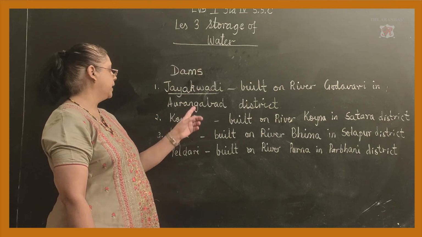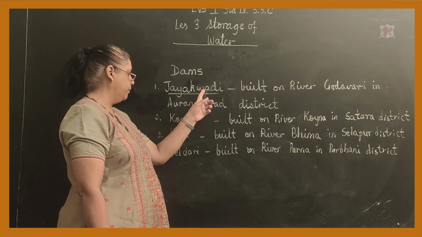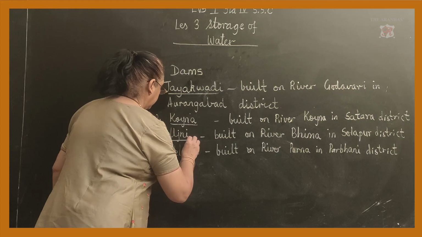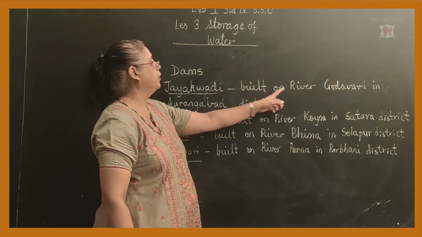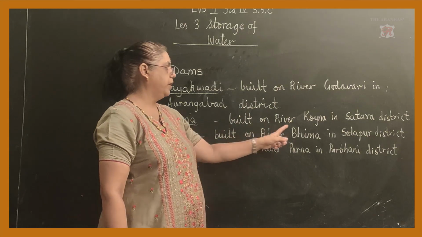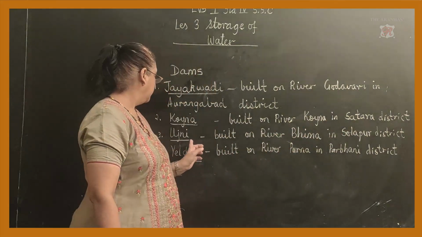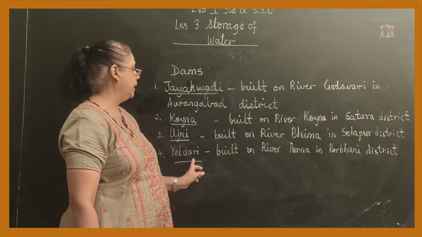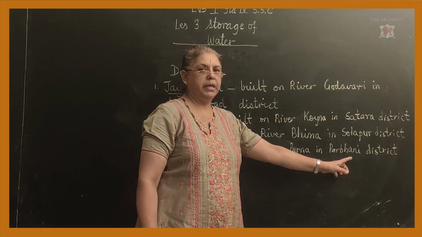Let us repeat this once again. Names of the 4 dams: Jayakwadi, Koyna, Ujni, Yeldari. Jayakwadi built on river Godavari in Aurangabad district. Koyna built on river Koyna in Satara district. Ujni built on river Bhima in Solapur district. And Yeldari built on river Purna in Parbhani district.